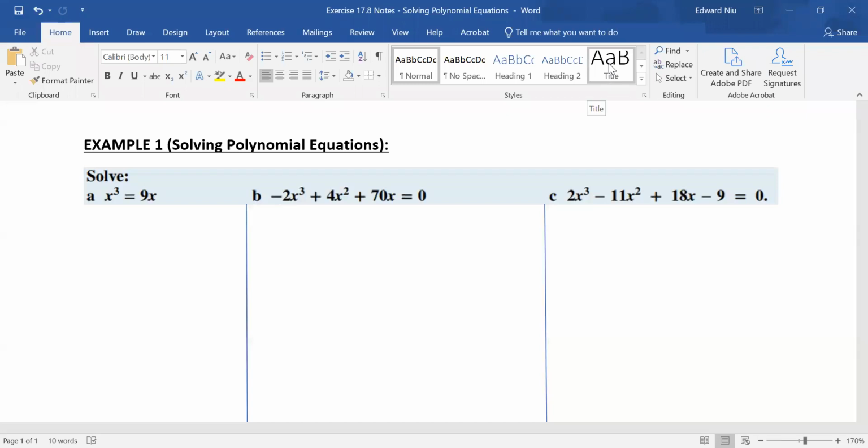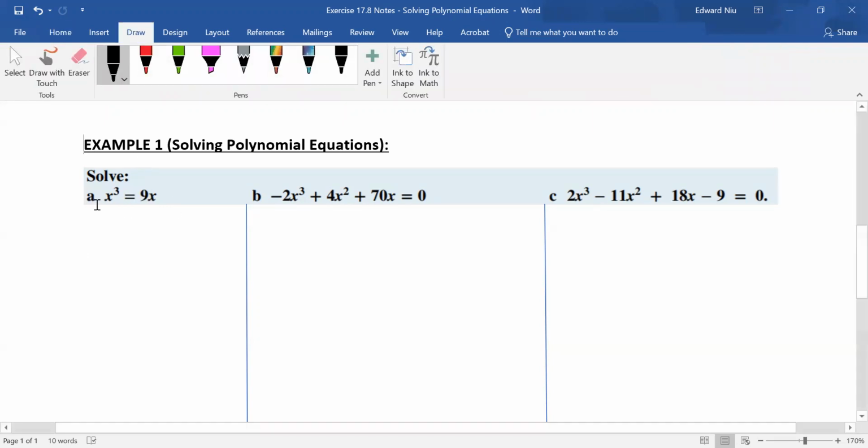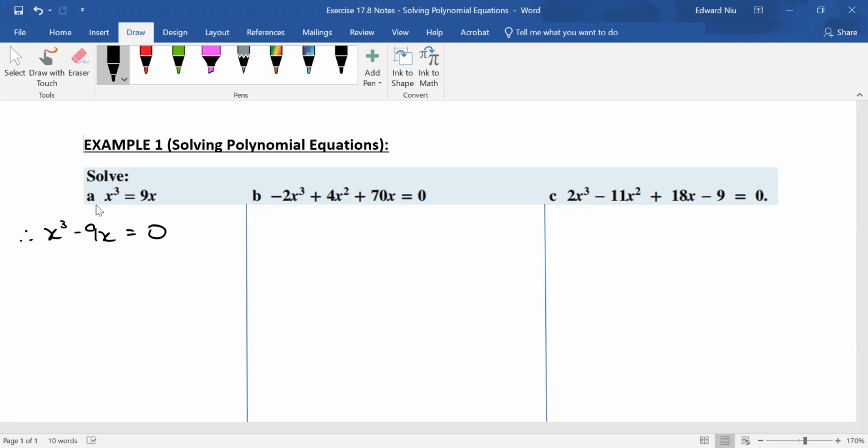And we're back. Right, so the first step to solving polynomial equations is just to check if there are any common factors between the terms that you're given, and also to make sure that on one side of the equal sign it's 0. So for example, in 1a, we've got x to the power of 3 equals 9x. The first step is just to rearrange it so that we have this 9x move to the left side of the equal sign. So we have, therefore, x cubed take away 9x equal to 0 as our equation going forward.